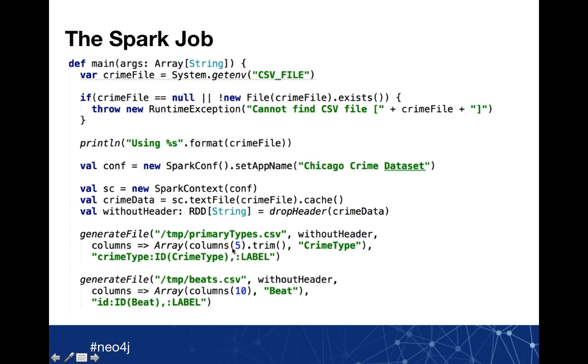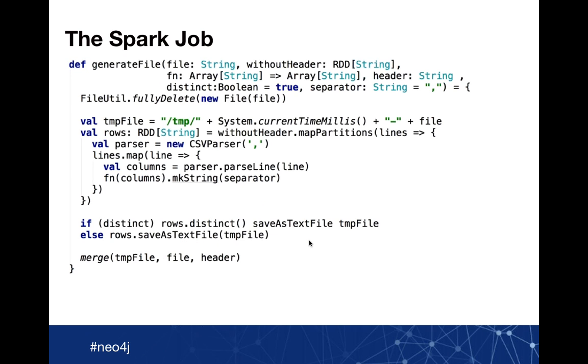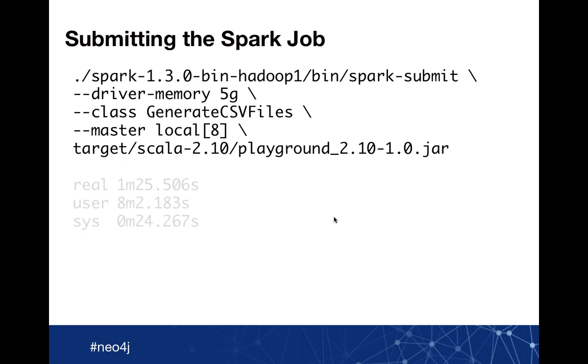All we're doing is saying which column each bit of data resides in. Here you can see crime type is in column 5, whereas beat is in column 10. And then this is the label that we talked about before. I'm going to have a label field, and this is the label that I want to create. This is what the generate file command looks like. We're going over the CSV file and generating a new entry for our Neo4j specific CSV file.